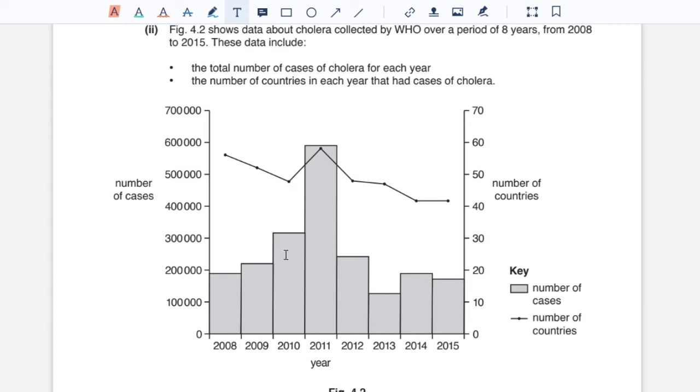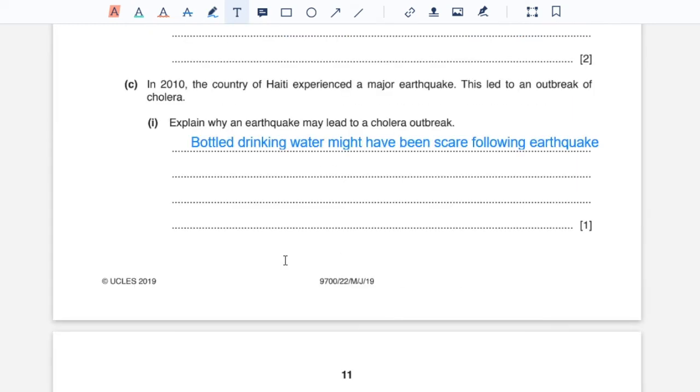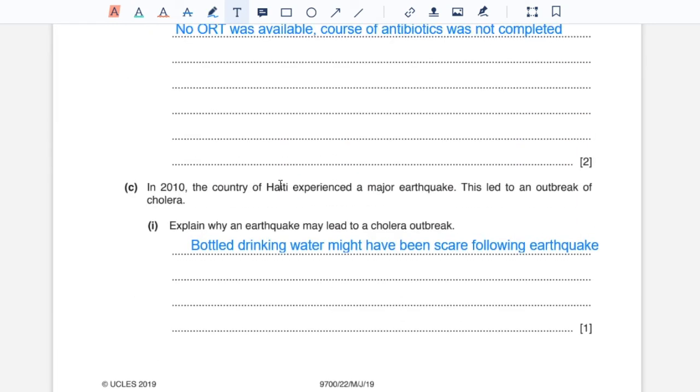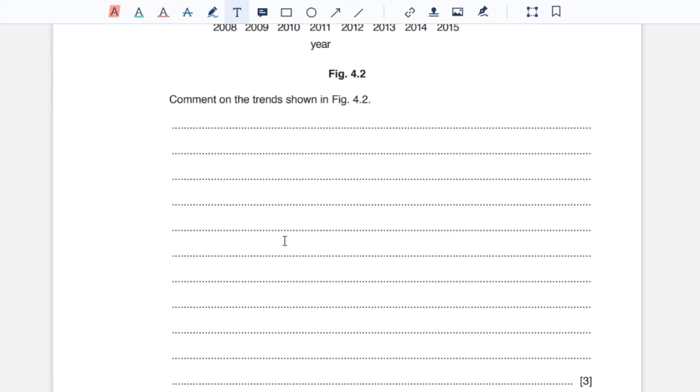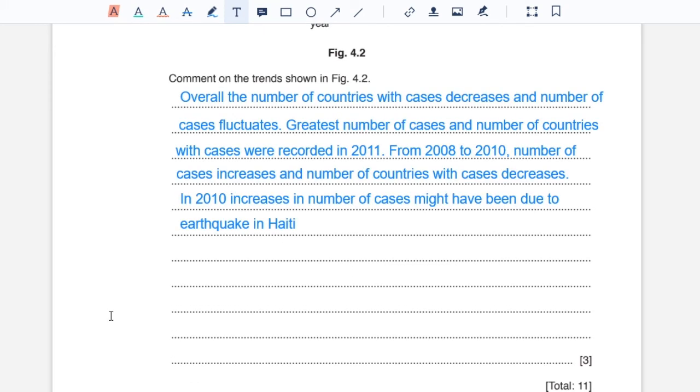In this case, this increase in 2010 might have occurred because of the earthquake that occurred in 2010 in this country, Haiti, over here. So you could write about that, and that would cover 3 points for this answer.